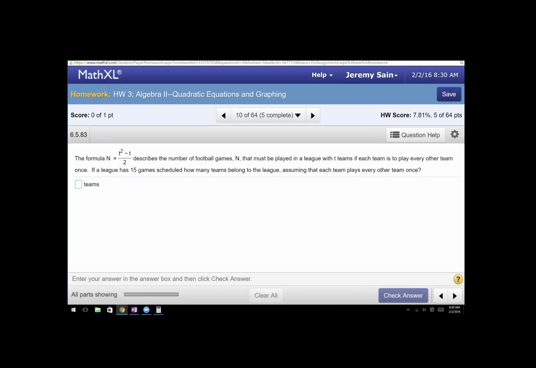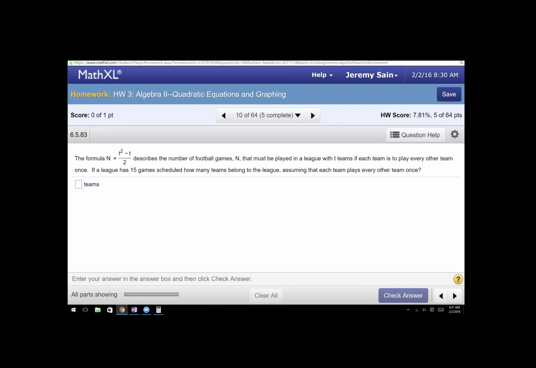You know, like this one. Says the formula of that right there describes the number of football games. We can make it basketball games if you want to. You want to make it basketball games? All right. That must be played in a league with T teams if each team plays every other team once. So if a league has 15 games, then how many teams belong to the league, assuming each team plays every other team once?